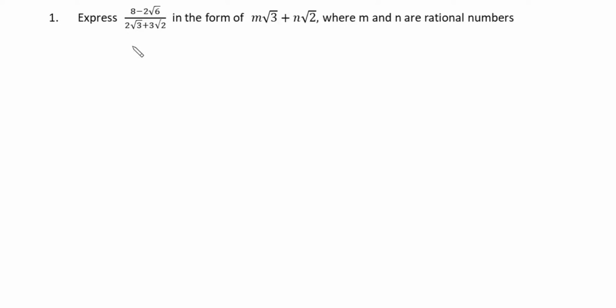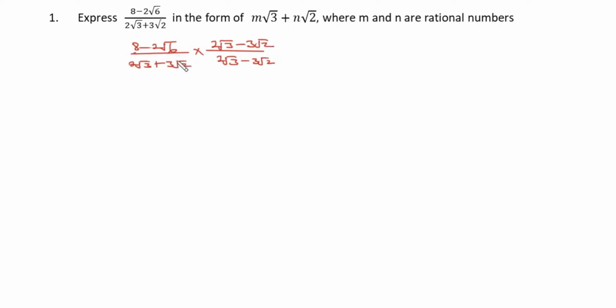Let's write again (8 − 2√6) all upon (2√3 + 3√2). We're going to rationalize this by multiplying. Let's write our division line. We write this denominator on the other side, but this time around we're going to change the sign. Because it's positive, we change it to negative. So we write 2√3 − 3√2, and multiply the denominator and the numerator by the same, 2√3 − 3√2.